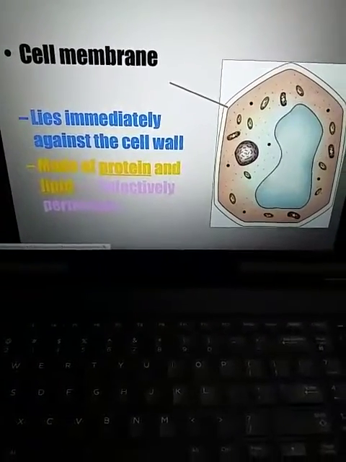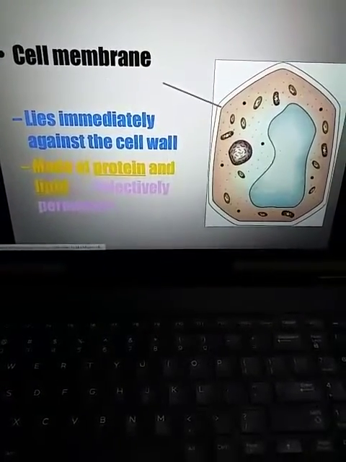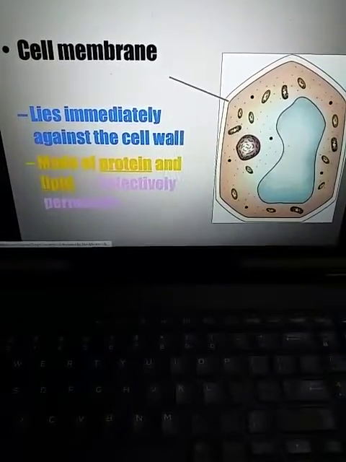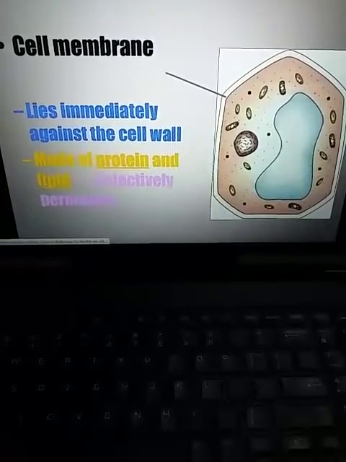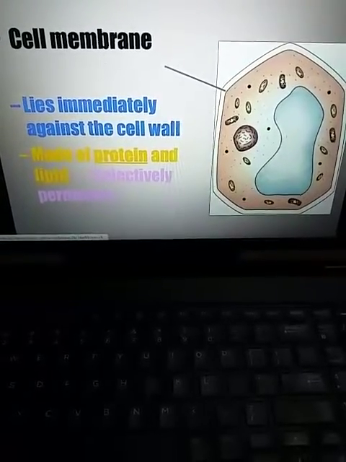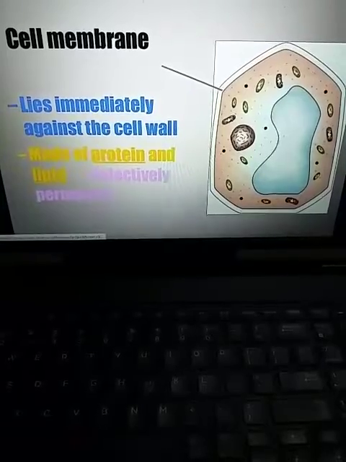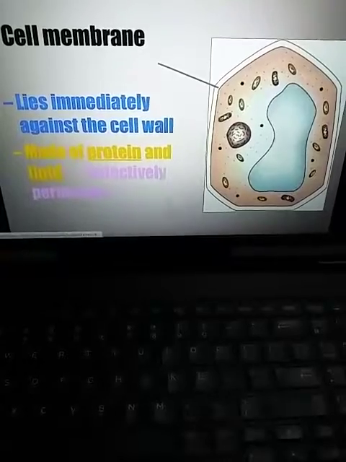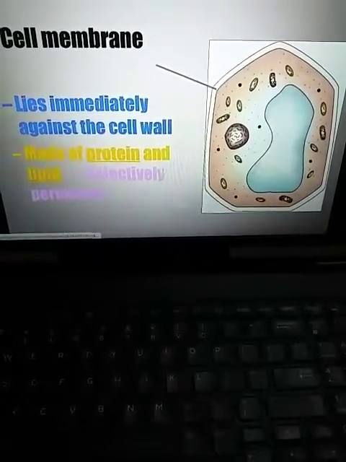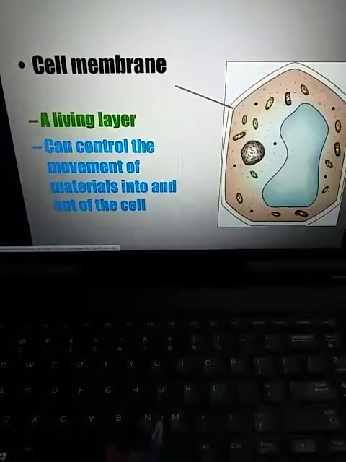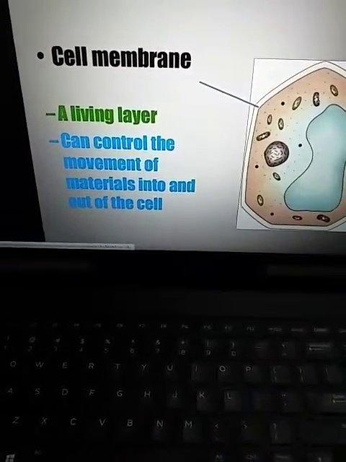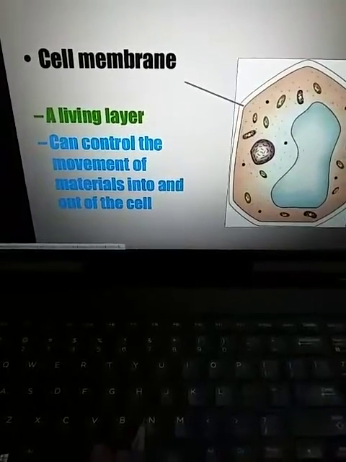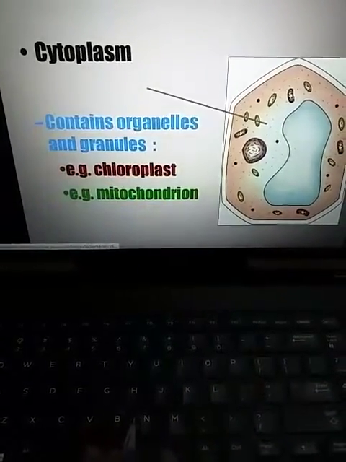After the cell wall, the next boundary in the plant cell, and the outermost boundary in the animal cell, is the cell membrane, which lies immediately against the cell wall, and it is made of protein and lipid and is selectively permeable. Selectively permeable means that it is not totally permeable, but it allows only some of the materials to pass through it and forbids other kinds of materials. So it's a living layer. Cell membrane is a living layer, and can control the movement of the materials into and out of the cell. This is the specialized function of the cell membrane.